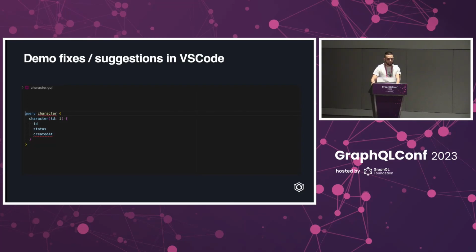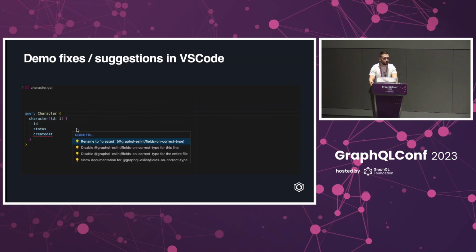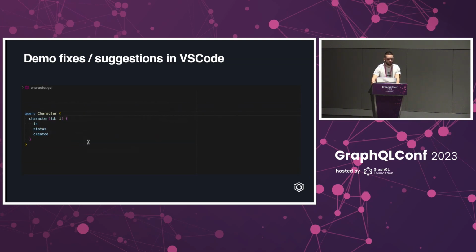Here I can show you a demo of running GraphQL ESLint in VS Code and applying fixes and suggestions. This feature is available for some rules, and you can check out the documentation for which ones are available.